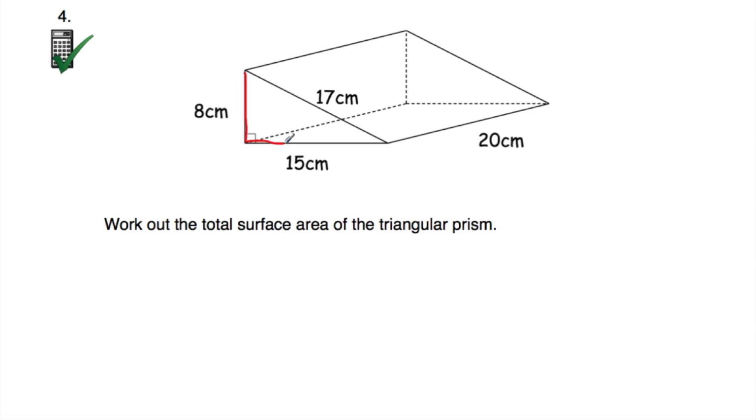So for the front, we've got this triangle. And to find the area of a triangle is equal to half the base times the height.